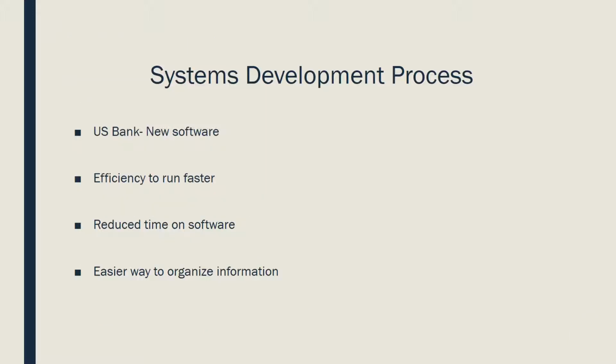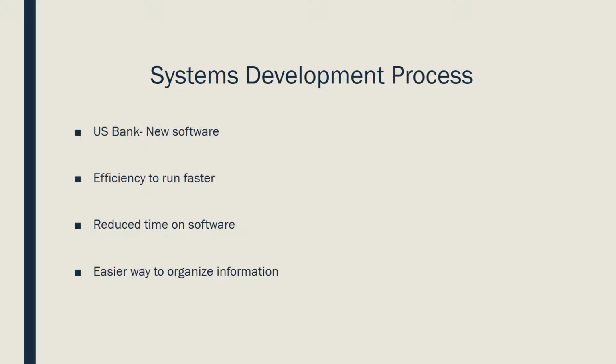So now these next few slides we'll be talking about our systems development process. And in the systems development process, we talk about US Bank. And in this system, US Bank has adopted a new software, which is COTS, which helps us to create efficiency, time, and labor saving methods to ensure that it runs at a higher standard.